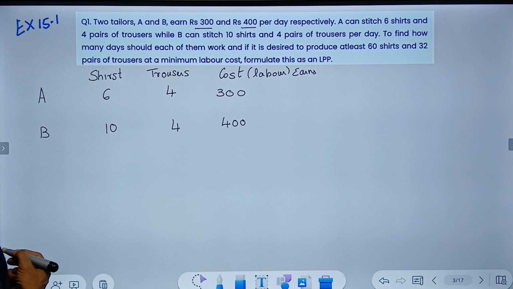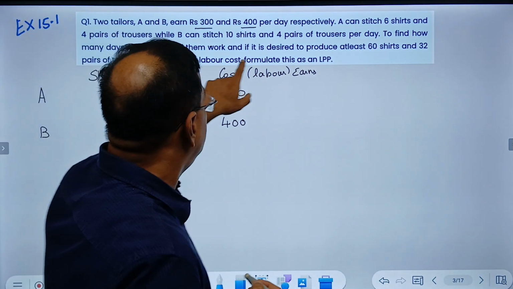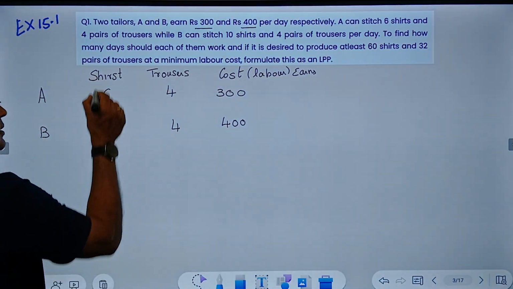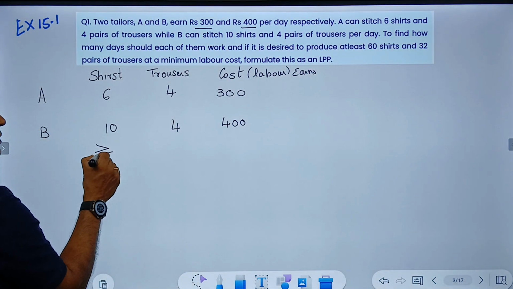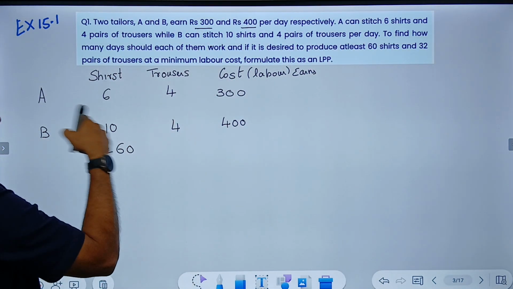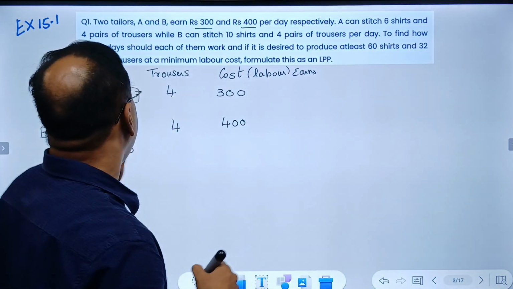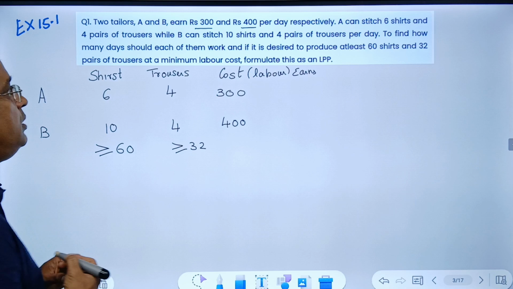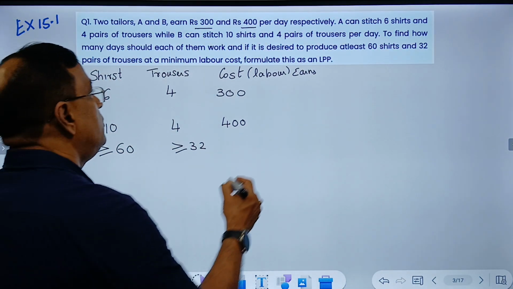Now, it is desired to produce at least 60 shirts. At least means greater than or equal to 60 shirts and 32 pairs of trousers, so greater than or equal to 32. So I have to formulate this as an LPP. So what will you do?